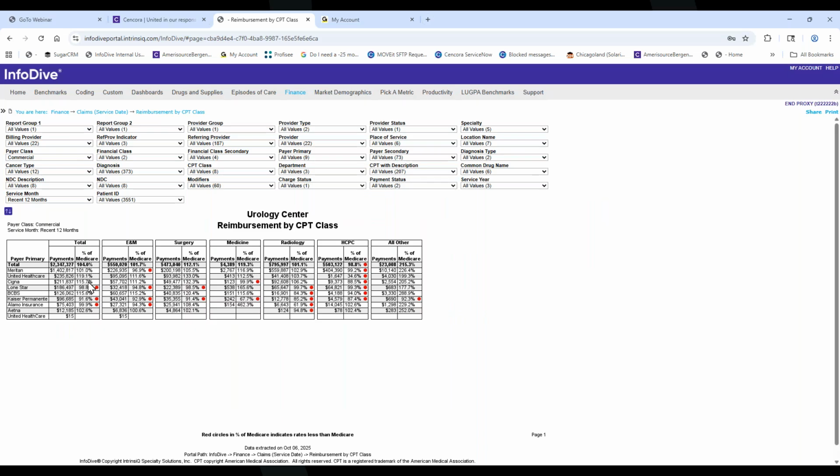So this is a good way to look and see when you're going to negotiate. You say, okay, you guys are giving us 105% on our surgery codes. Even if you bump that up to 110%, and then you say you've got to give me 105% on my E&M codes, that would make a big difference.